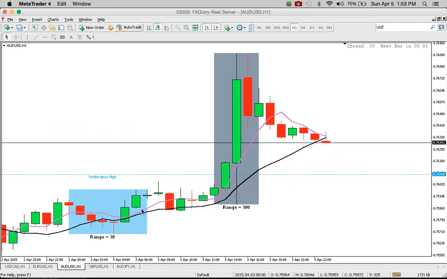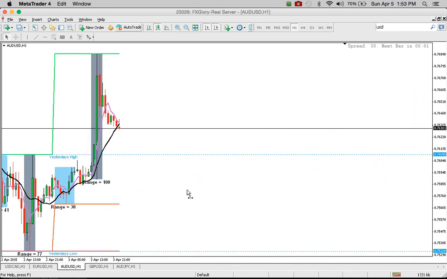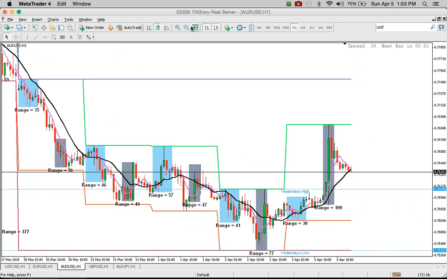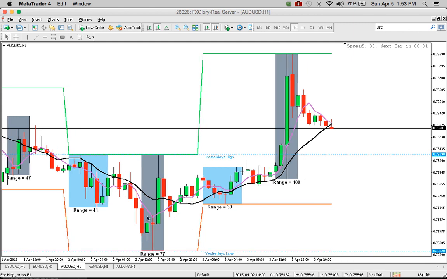If I go to AUD USD, it's even worse. And it runs like Euro. That's why I love the USD CAD. It's the smoothest chart right now. This was the reversal. All messed up on the hour chart.